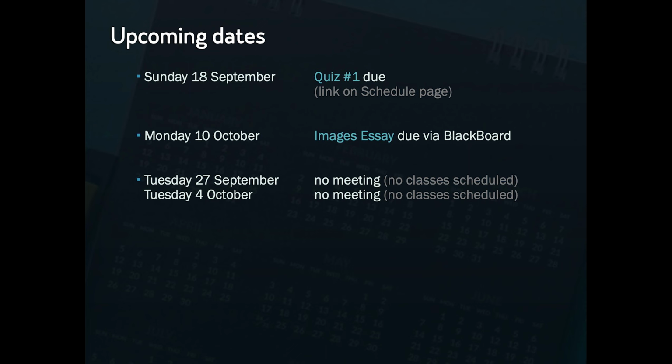But start making those plans, because you need to set aside a block of time to do the writing. You also need another block of time to do the museum trip, or to watch the film and research the sources. So start planning that out now, so that you can be sure to submit the essay on time. So that's the Images essay, either the museum option or the film option. Any other questions about that?